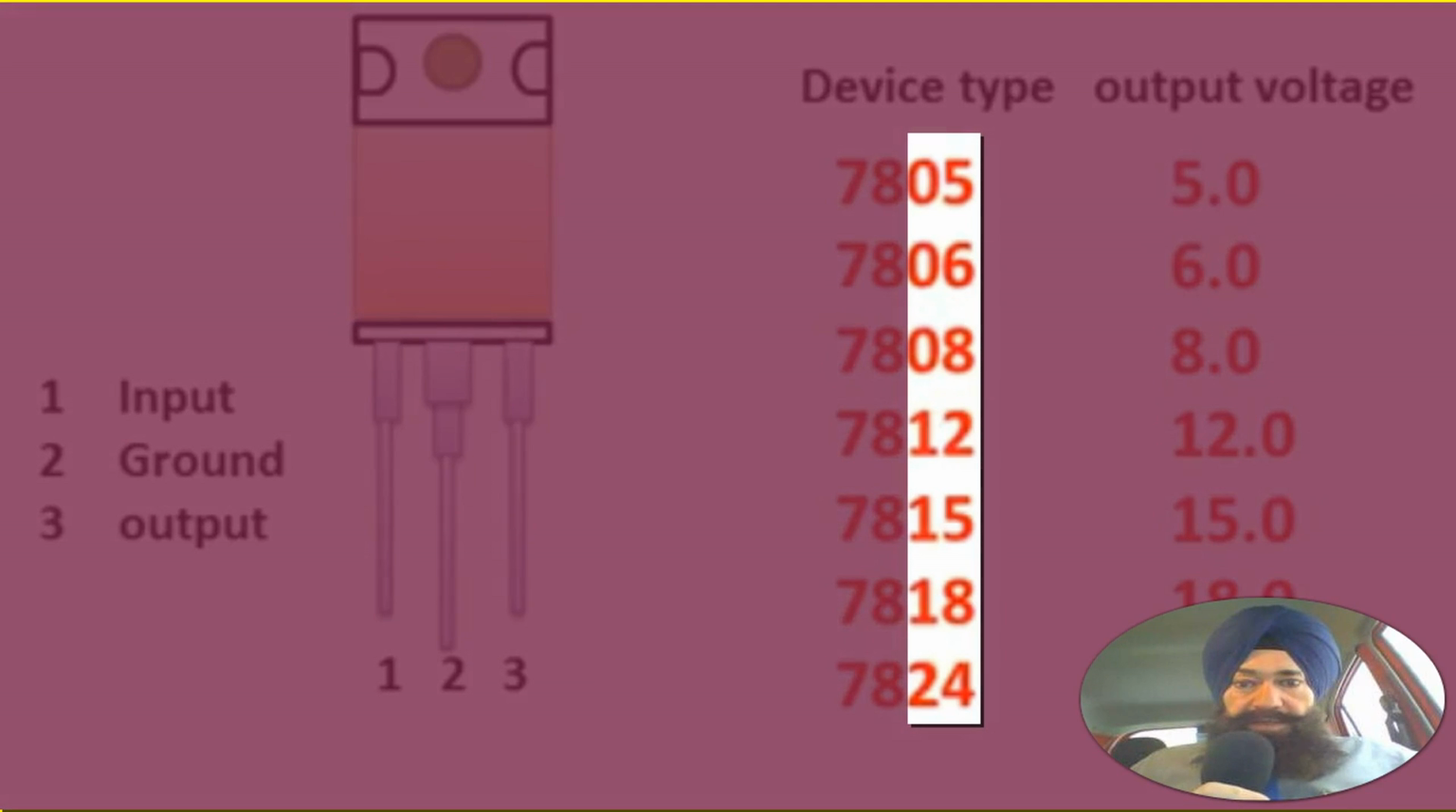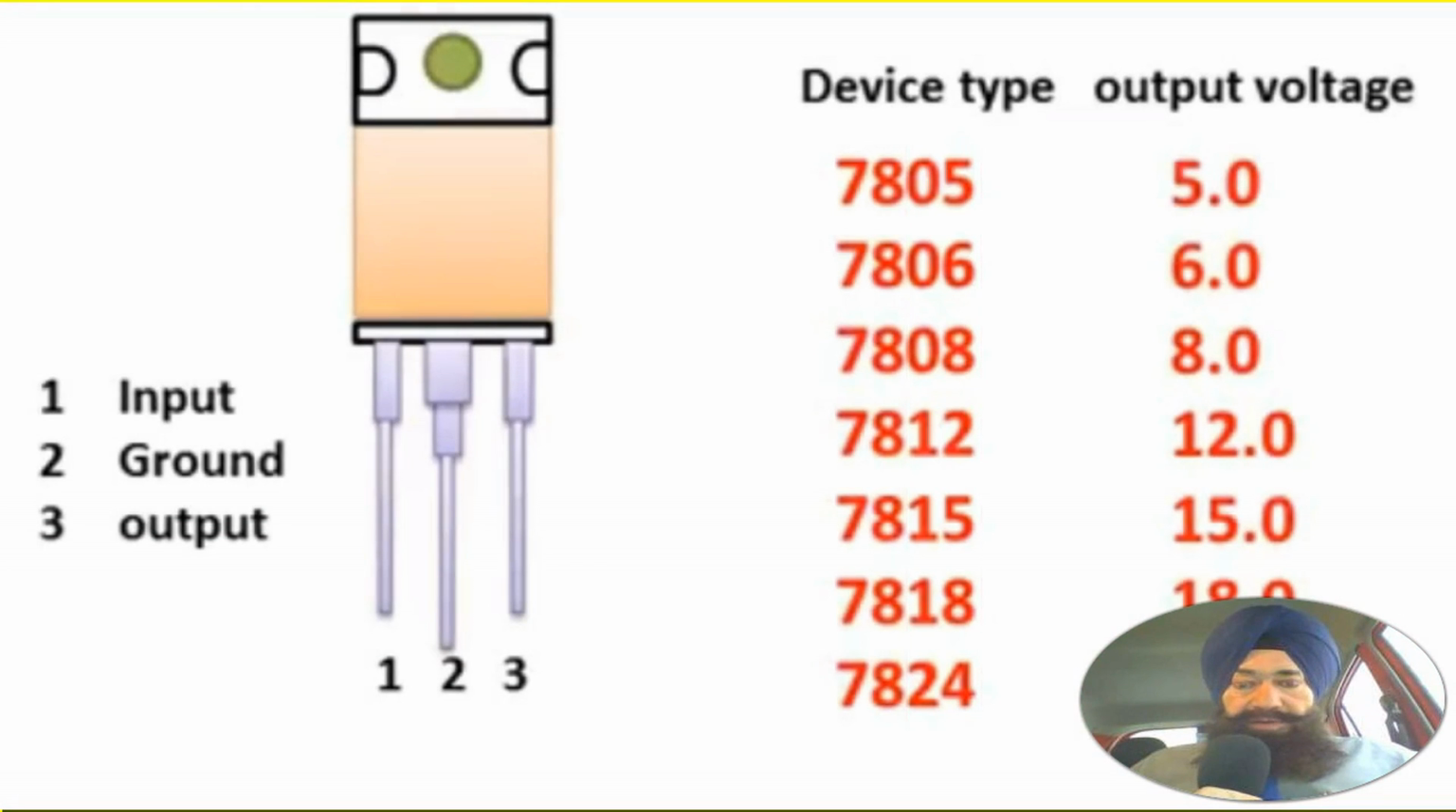A typical 78 series IC is shown in the figure, and 7805, 7806, 7808, it implies the output is positive, and like 05 gives us 5 volt positive voltage, and so on.